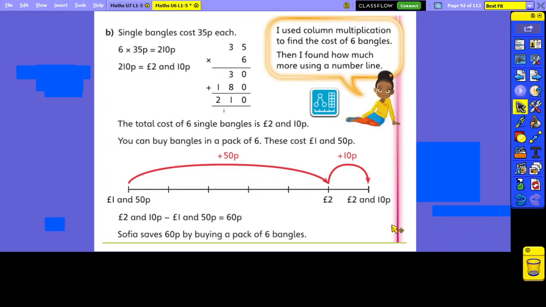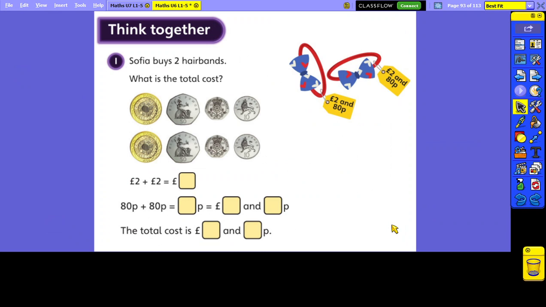Fabulous. Right, think together. Sophia buys 2 hairbands. The hairbands over here I can see are £2 and 80p. And to help me, I've got a £2 coin, a 50, 60, 70 and 80. So I've got £2.80, and I've got that twice on my screen.